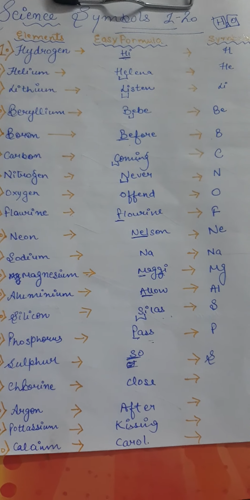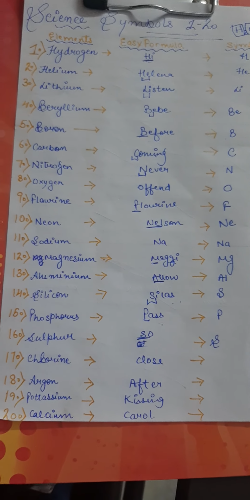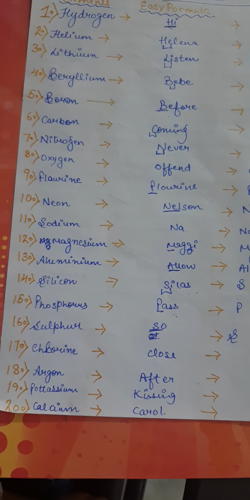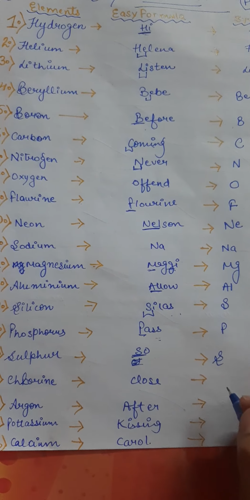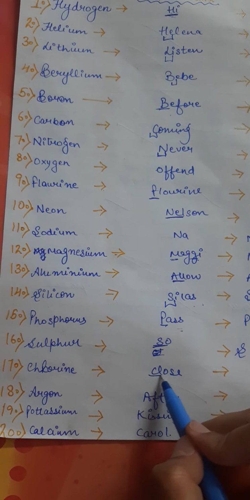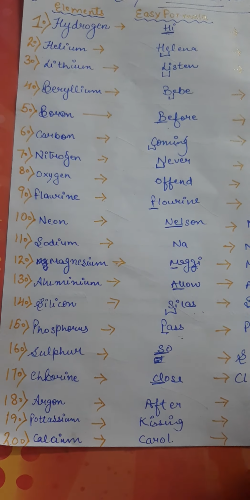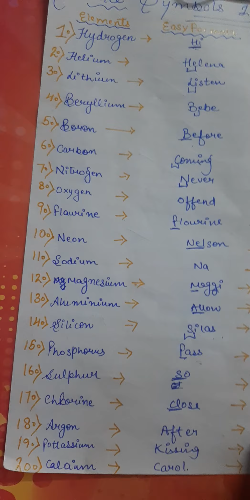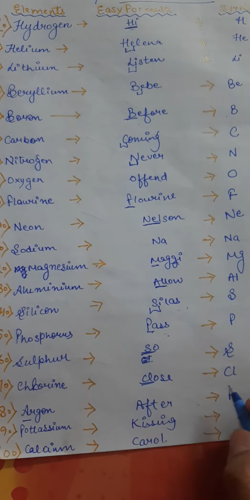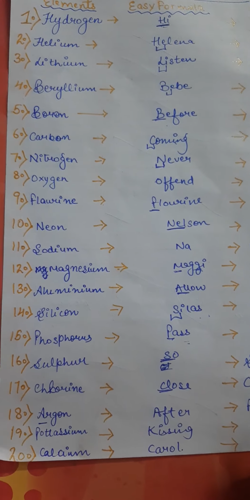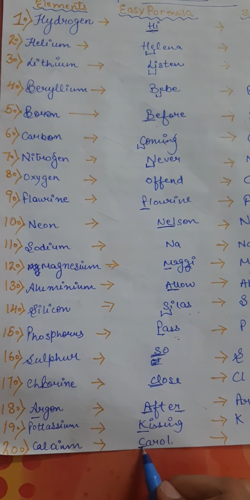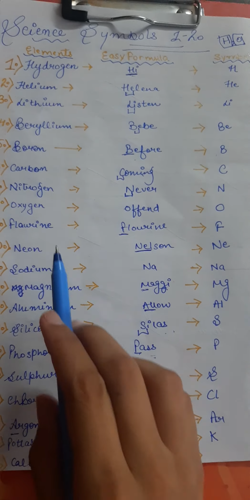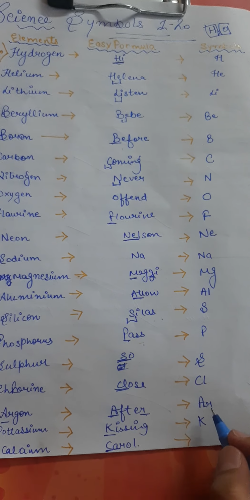Then chlorine. C and L. That's why we have written C and L here. Not with the H word; we have taken the L word. Then argon, AR, the first letters of argon. Then K, single K. And then Carol, C and A, because in carbon we have taken C.